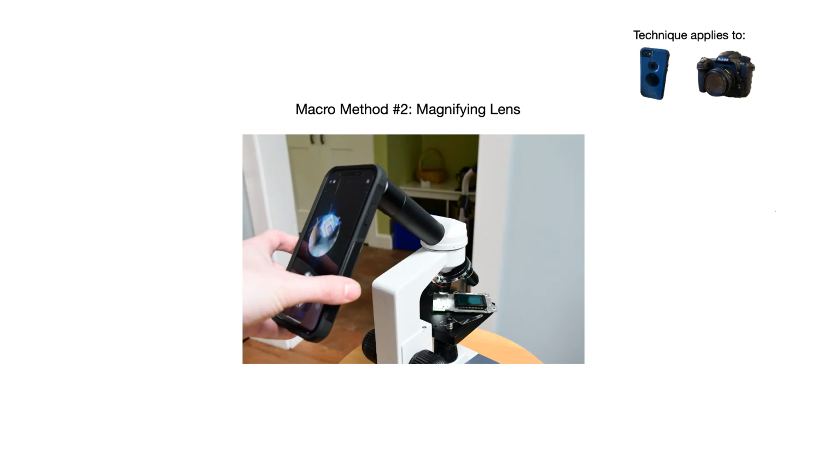The second technique that we're going to talk about is to use a magnifying lens. Now this technique will work on either a cell phone or DSLR, any camera that you may have, depending on what magnifying equipment you have. To start, if you have a microscope or a magnifying glass, this is a great way to take really close-up photos. So line up your camera with the eyepiece, focus the microscope or the magnifying glass, and take your picture. So this is a really quick way.